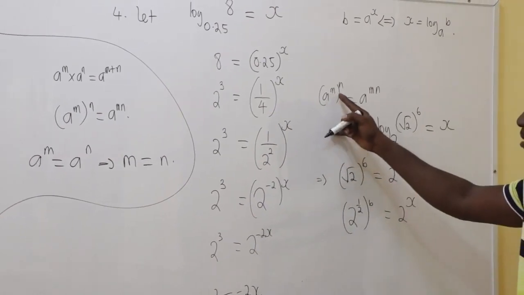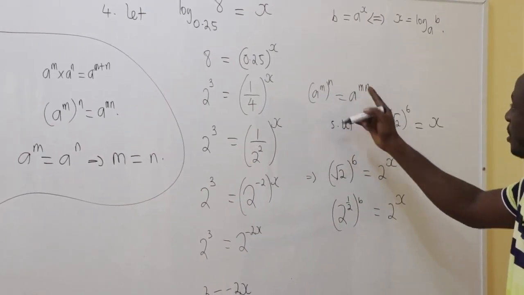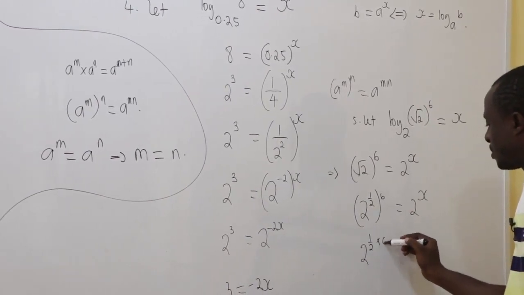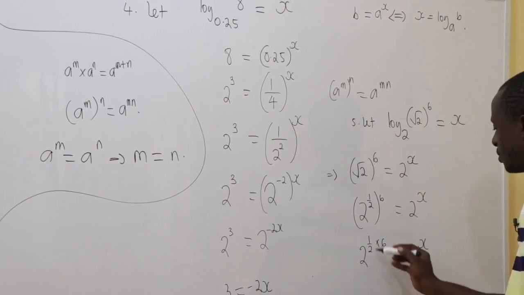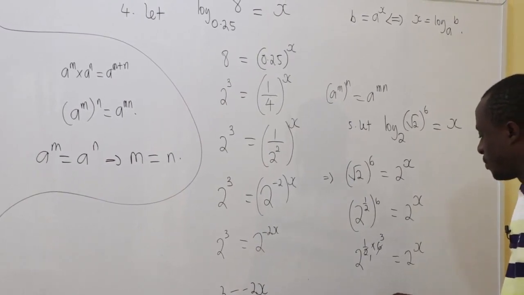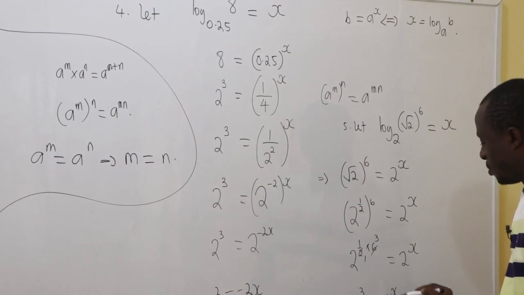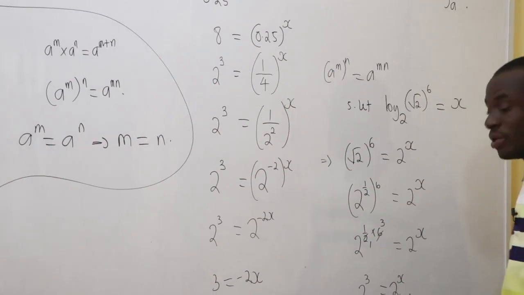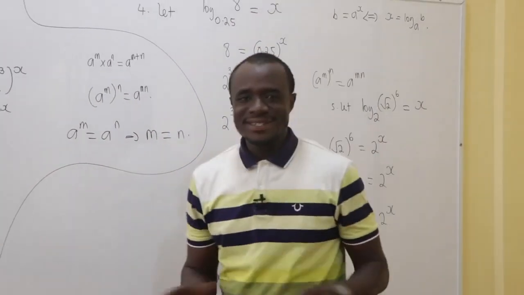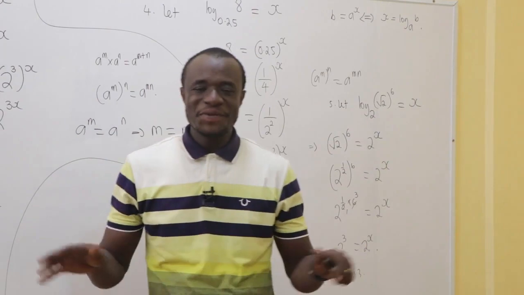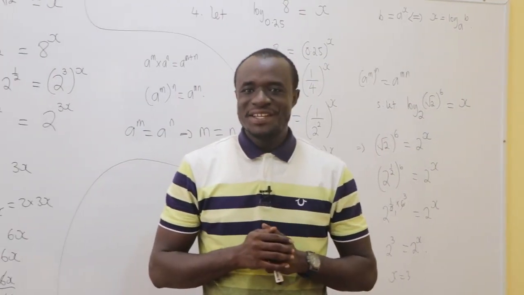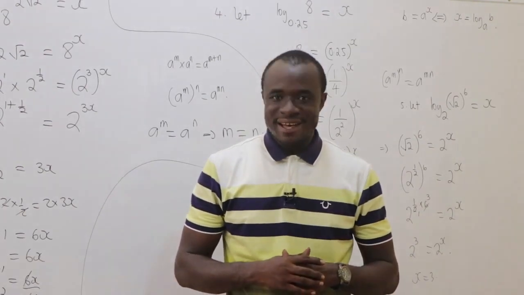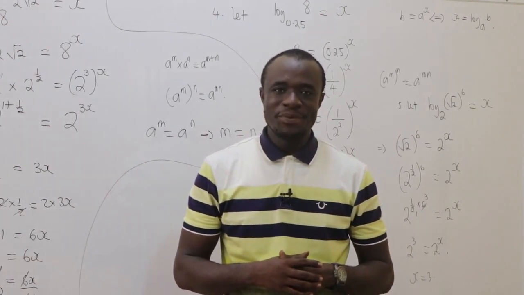If you have a to the power m, all to the power n, this is equal to a to the power m times n. So here we have half times 6 equal to 2 to the power x. 2 goes here once, 2 goes here 3 times. So you have 2 to the power 3 equal to 2 to the power x. The bases are the same, so the exponent too must be the same. How was it? Very easy, very trivial, and very easy to understand as well. Let's consider the next example.